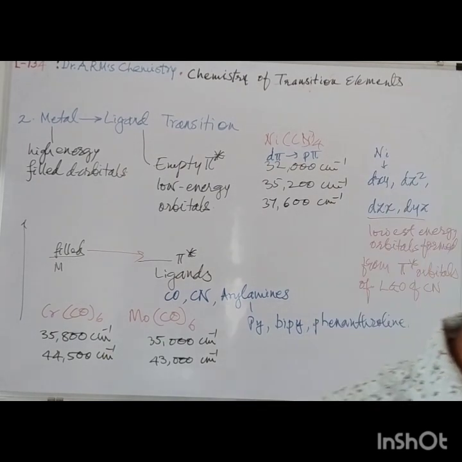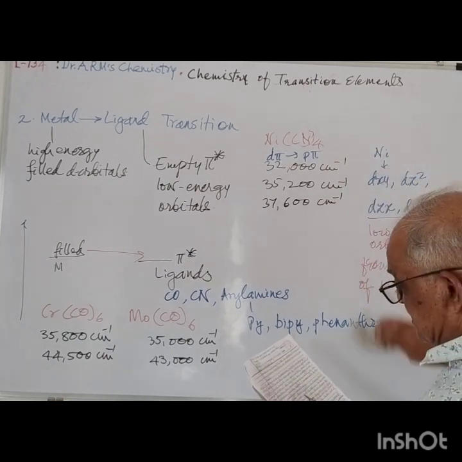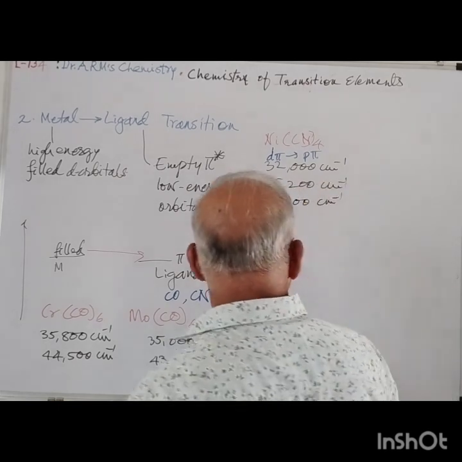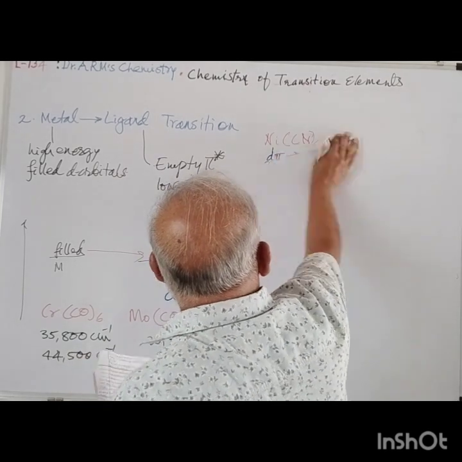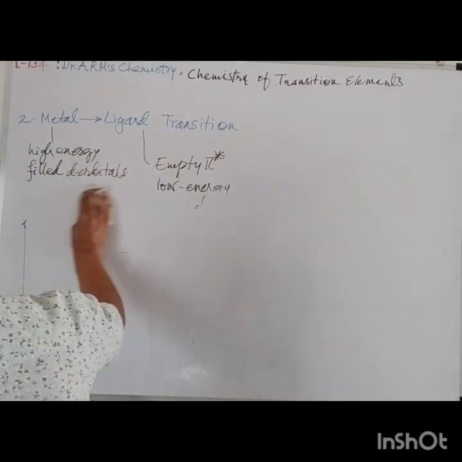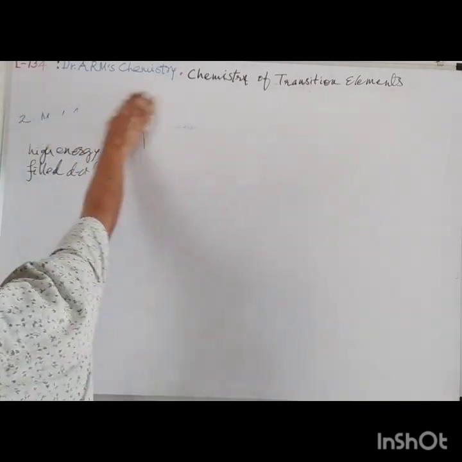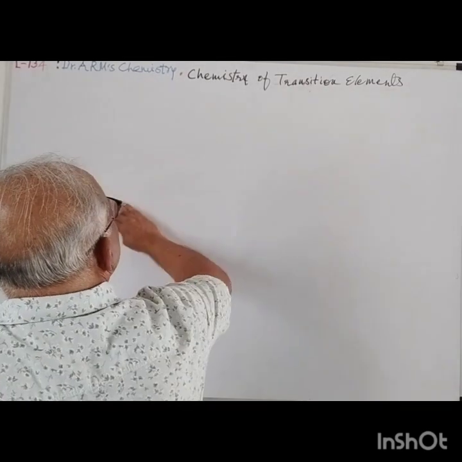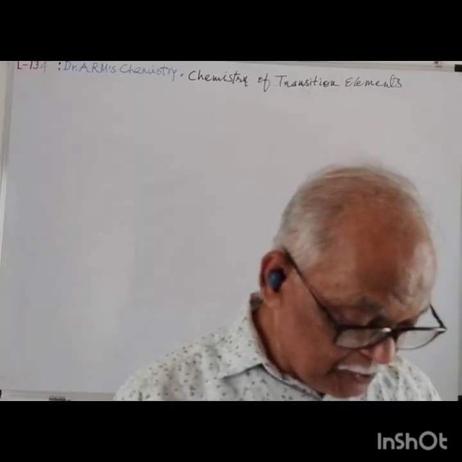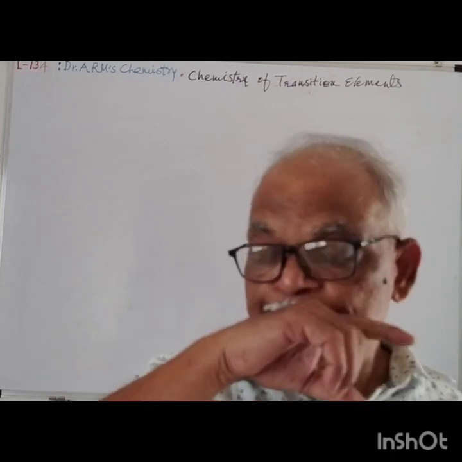So this is about these metal to ligand transitions. Now we will see some of the important features of these transitions, metal to ligand and ligand to metal charge transfer transitions. We will see a few examples as a characteristic of such charge transfer transitions.